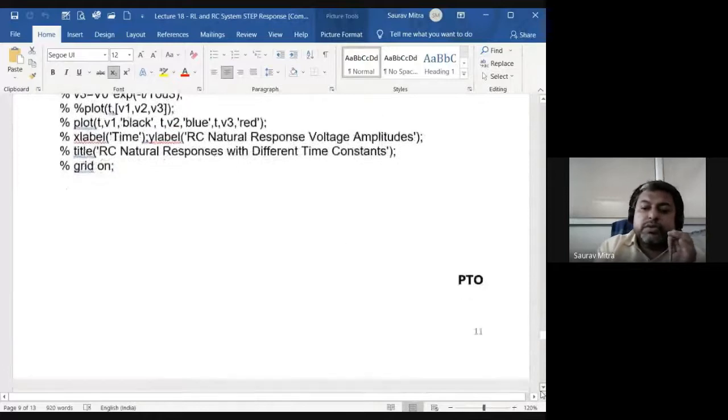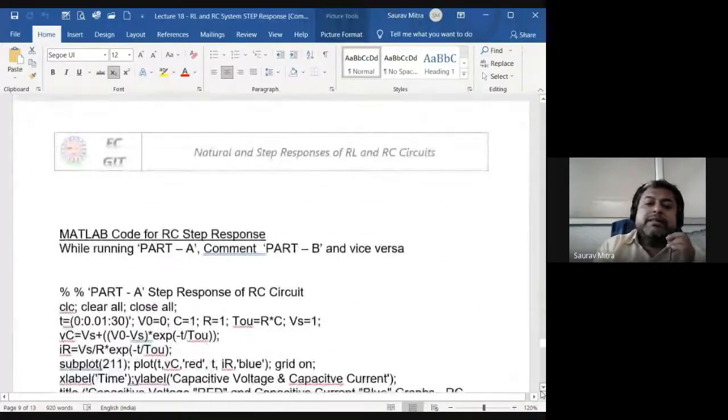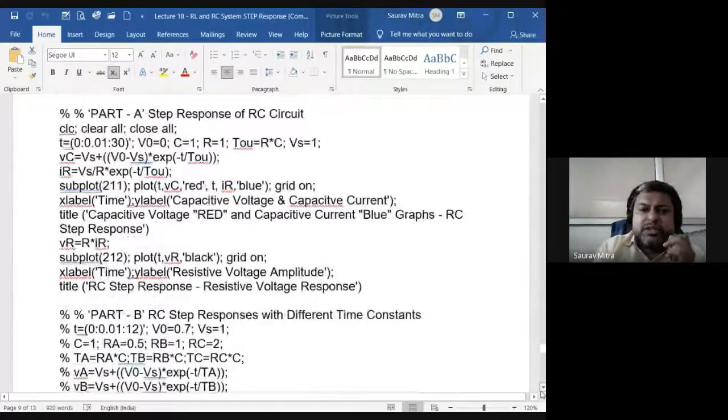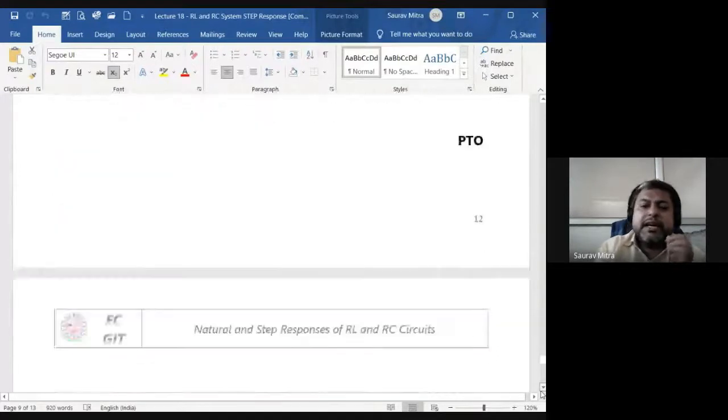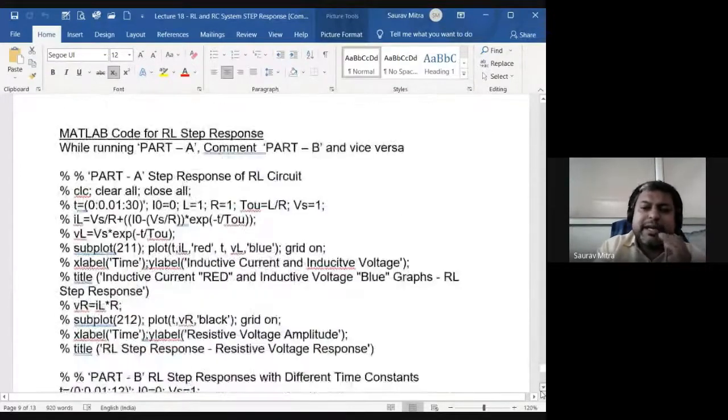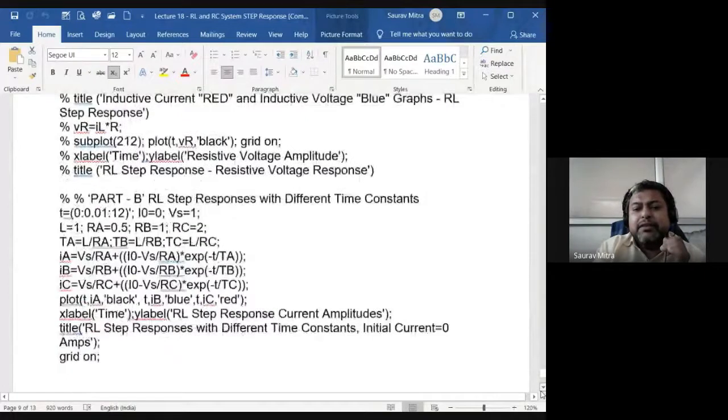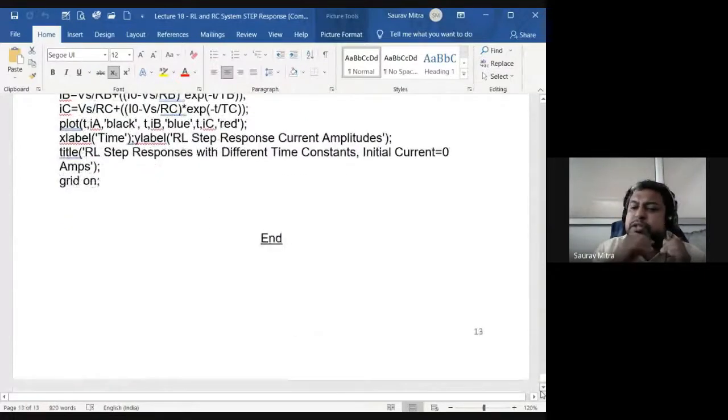Now these are the codes which have helped me to generate all these graphs. If you just go through the code, it is not difficult to understand. It can help you with any system you are designing, first order systems and all. I'll be posting these codes also, and I'll be posting this theory also.